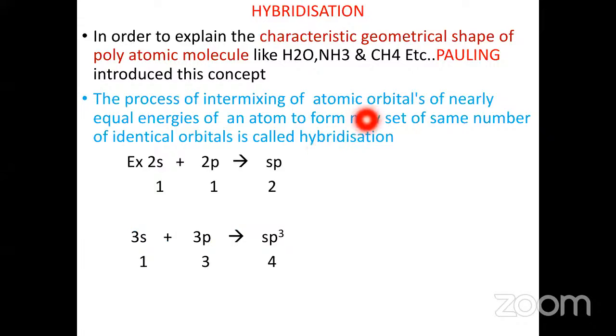The process of intermixing of atomic orbitals of nearly equal energies of an atom to form a new set of the same number of identical orbitals. These new identical orbitals are called hybrid orbitals, and the process is known as hybridization. For example, one 2s orbital and one 2p orbital intermix to form a new set of 2sp hybrid orbitals, which have almost the same energy levels. And one 3s orbital and three 3p orbitals intermix to form four sp3 hybrid orbitals.